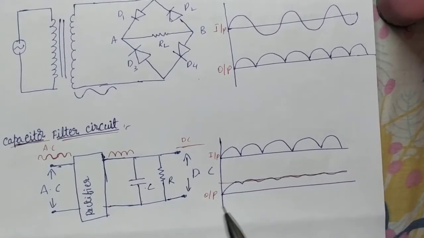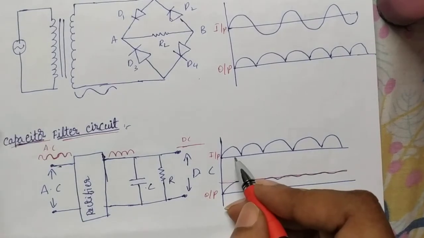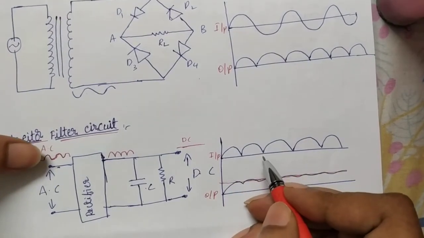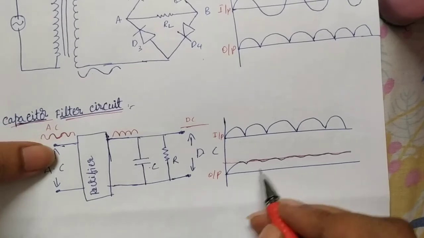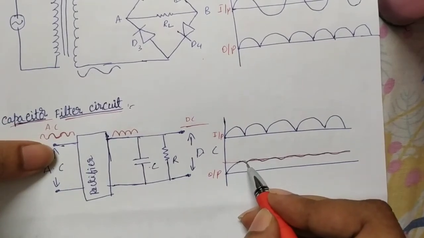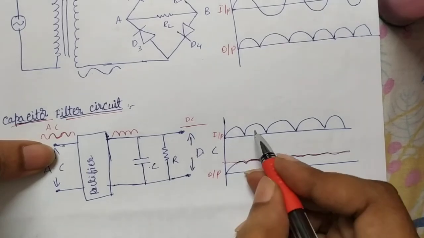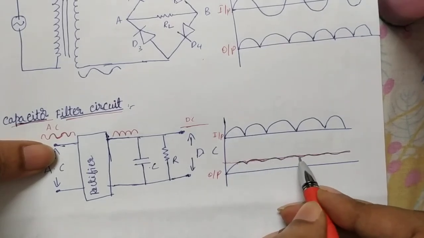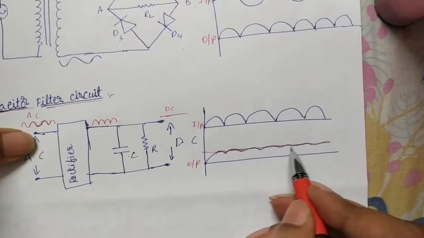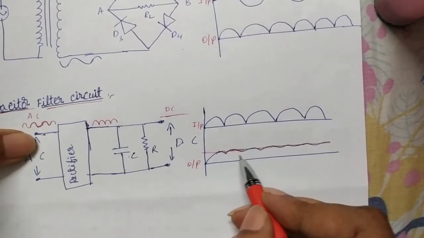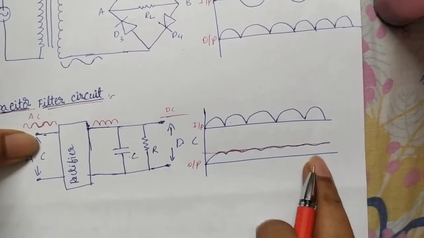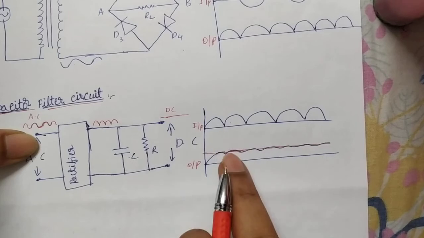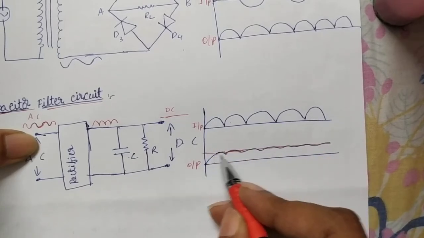Due to that, every 1 by 100th of a second the pulse rises again. The capacitor is not able to charge completely and not able to discharge completely. So it tries to charge and discharge, but it is not oscillating fully like this. A small oscillation is there, and we can consider it like a straight line. Why? Because compared to this, it looks like a better constant line. Huge variation is there here, and this is a constant line. So we can consider this as DC.